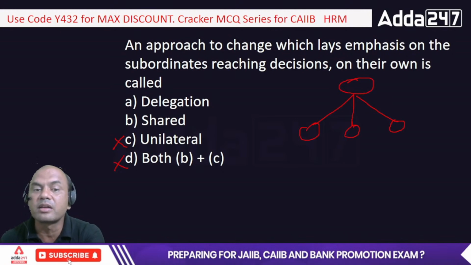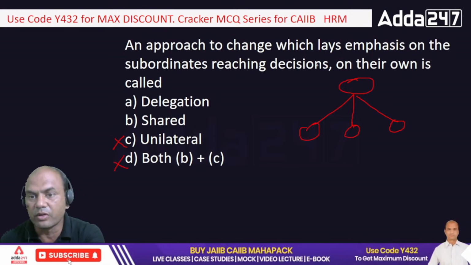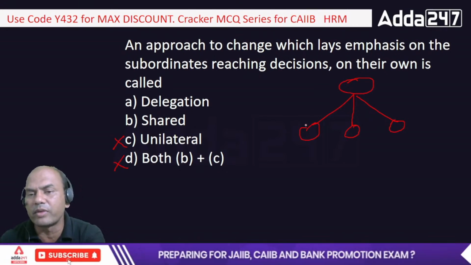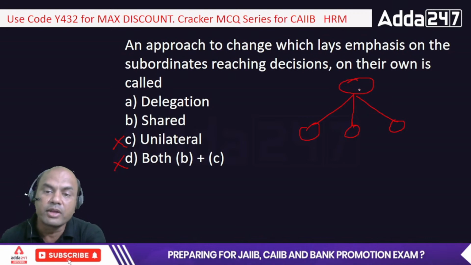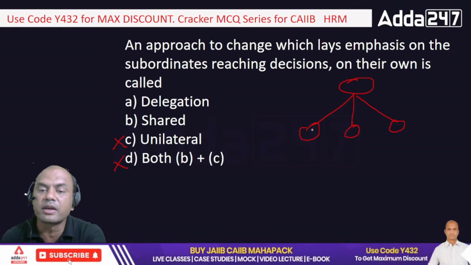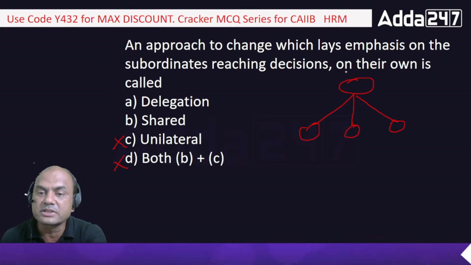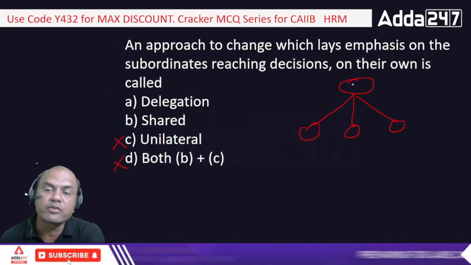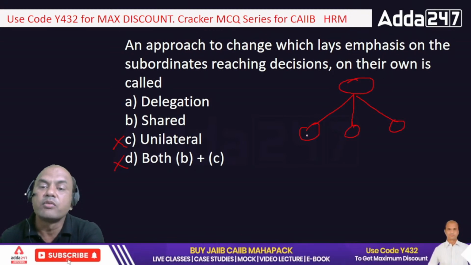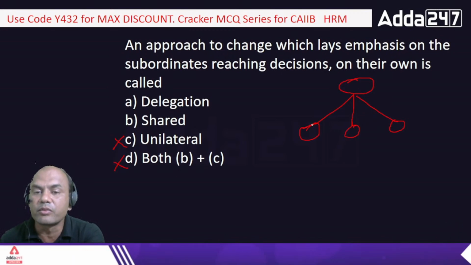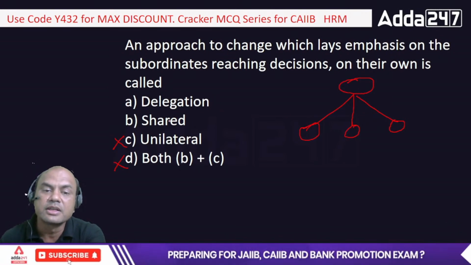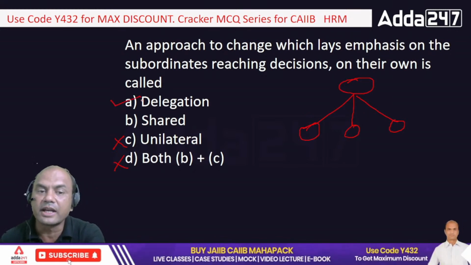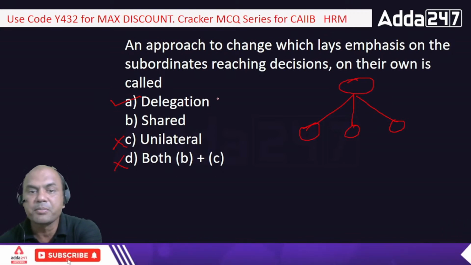So what am I doing here? Subordinates reaching decisions on their own. Reaching decisions on their own means they decide on their own. But whenever they decide on their own, the main point is that the decision, the point given to them, is already known, where we have to reach. Once you know where we have to reach, we share the vision of how to do it with them. So that's called what? Delegation or shared. So it is delegation. That is the correct answer here.